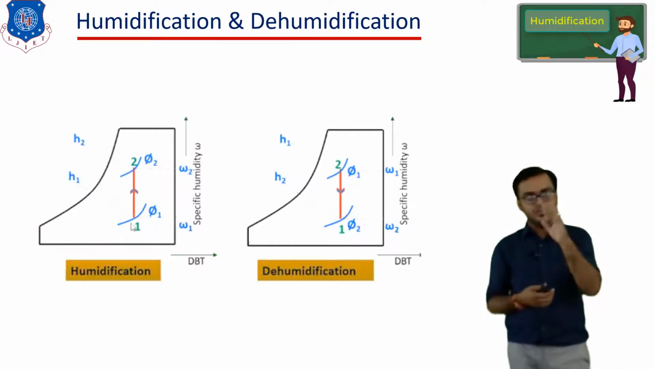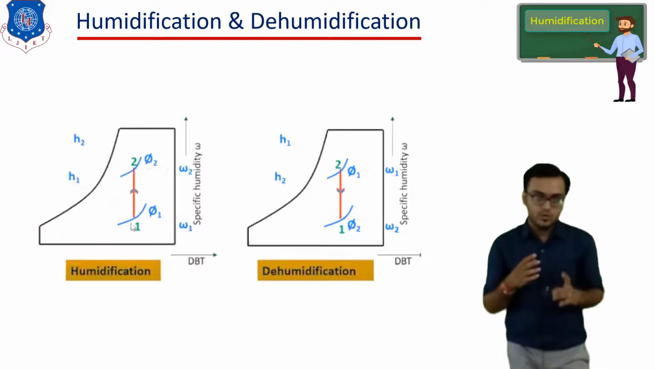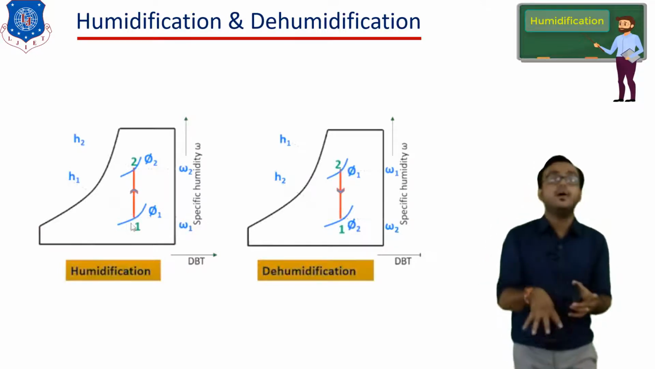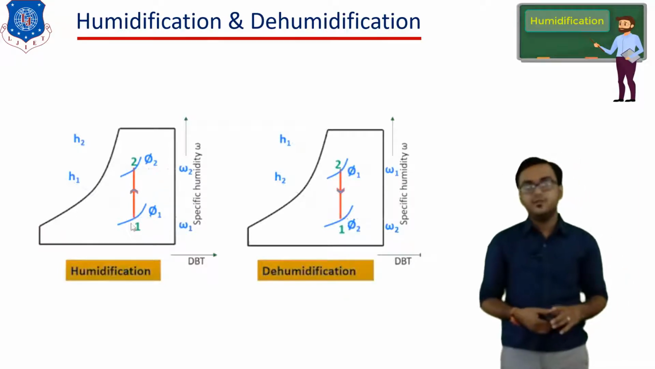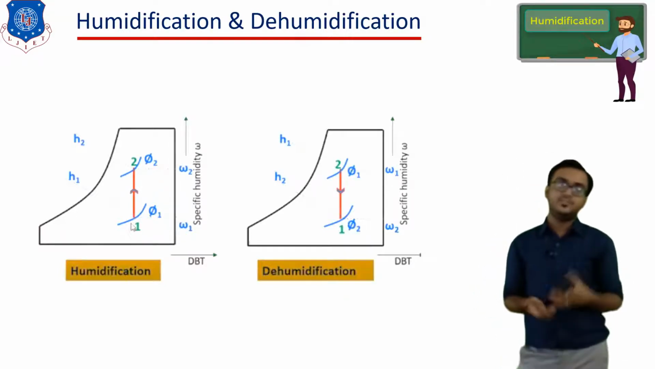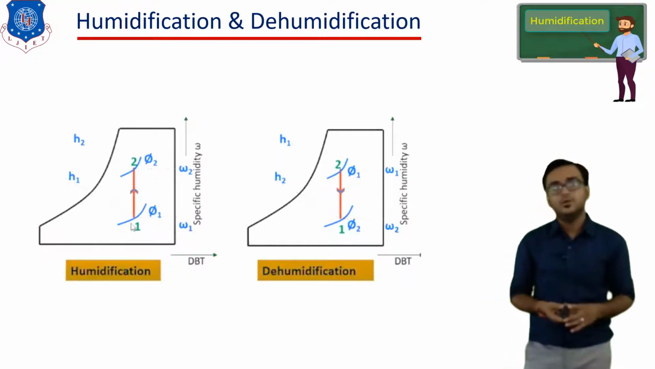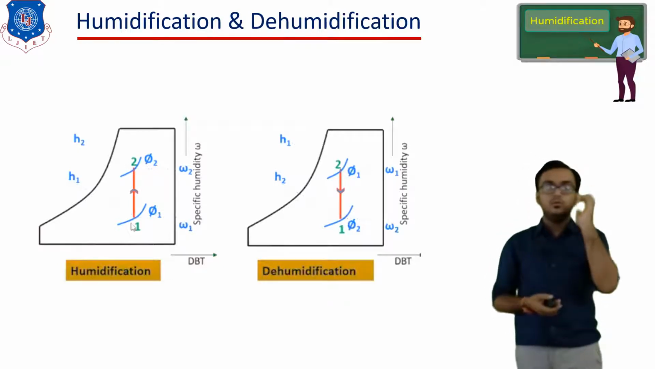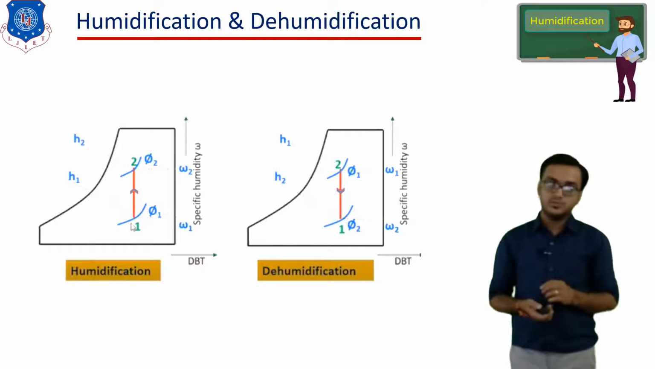Okay, so because of the humidification process, the specific humidity is going to increase because we are supplying water vapor inside the air. That's why the humidity is going to increase. And if you want to plot the humidification process on the psychrometric graph, then you need to plot one vertical line which shows the increase of the humidity. So 1 to 2 is the process which indicates the humidification process.